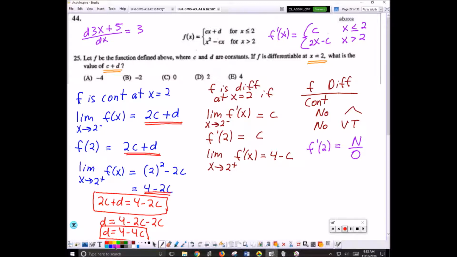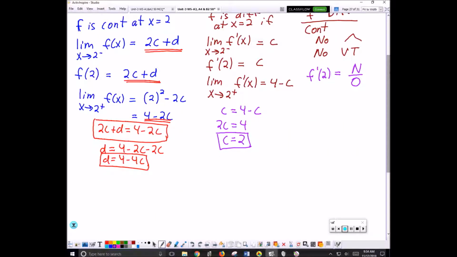So these must be equal now. That is one equation with one unknown. That can be solved. Once you know C, you can come back over here and find D. 4 times 2 is 8. So D is equal to -4. C plus D is -2.